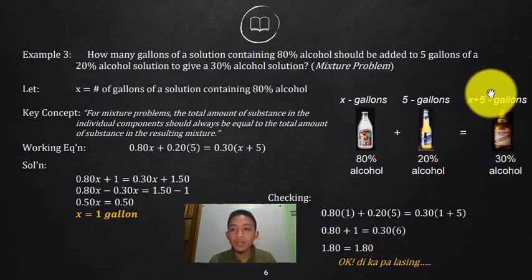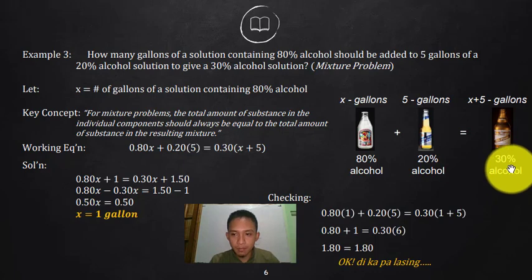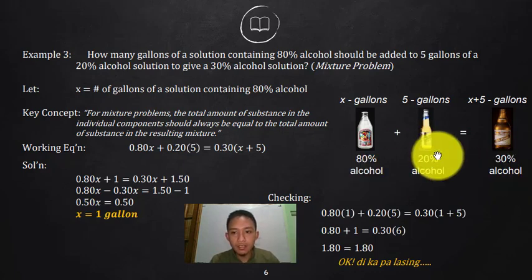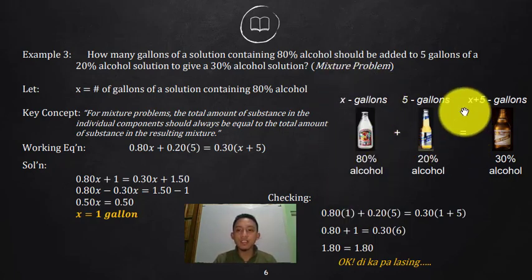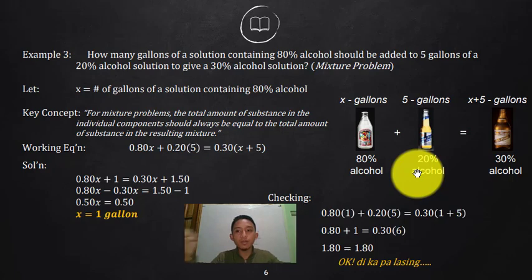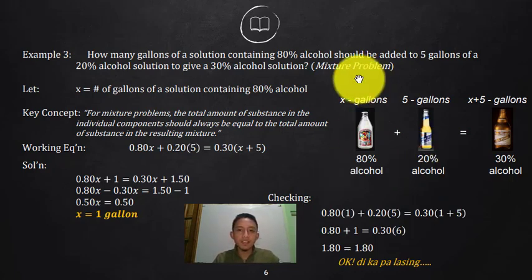What is the total volume? 1 plus 5, so the resulting volume is 6 gallons, and that will end up 30%. Why? Because the concentrations here are different. The amounts of alcohol in these components are different, so if you mix them together, you will expect the resulting concentration of alcohol to be different as well. So that is a mixture problem.